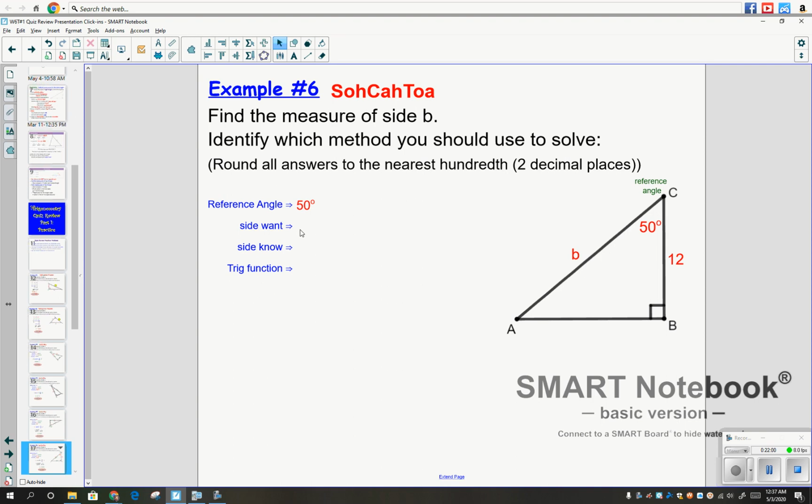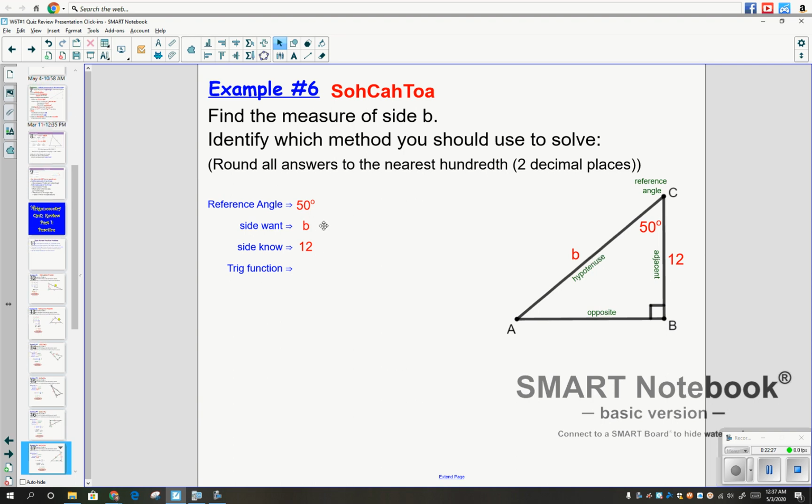Which side do I want to know? I want to know b, and I know the measure of the 12. Well, how do those relate to my reference angle? Side b is across from the right angle. That's my hypotenuse. 12 is the leg that is next to my reference angle of 50, so that is adjacent. AB, the side I have nothing to do with, is the opposite.